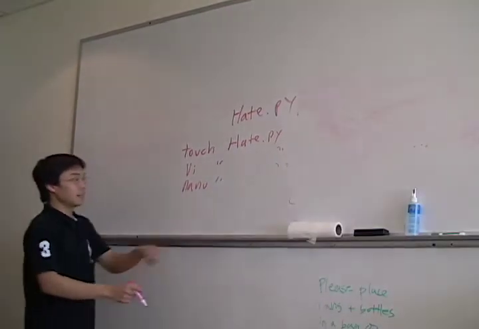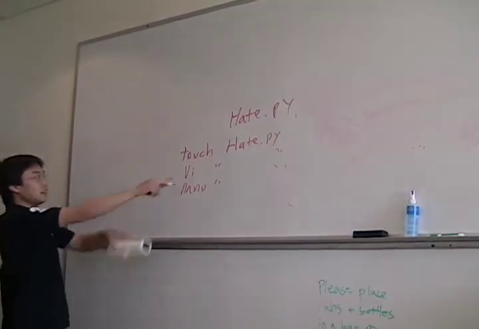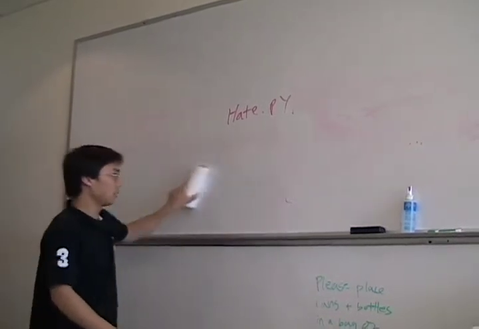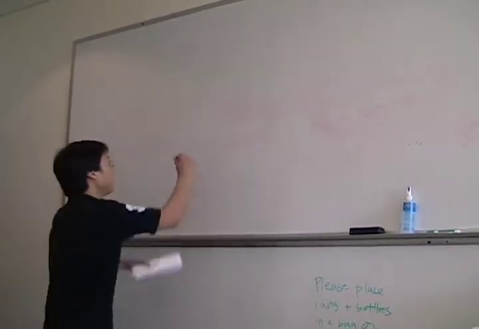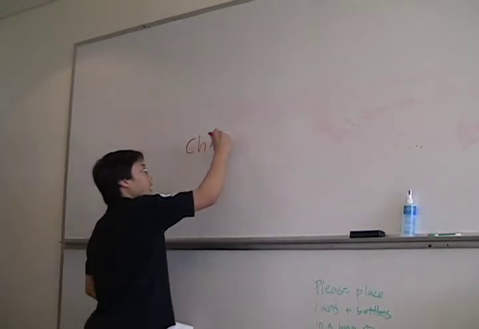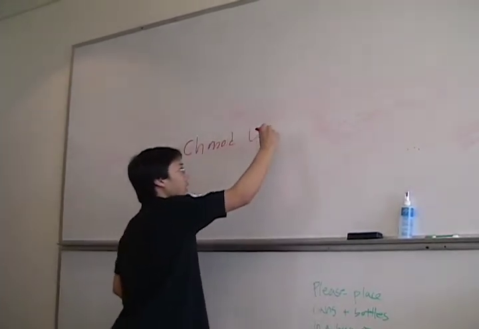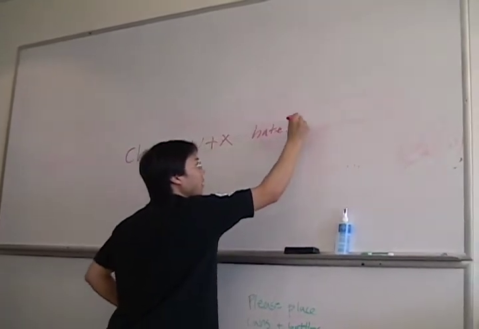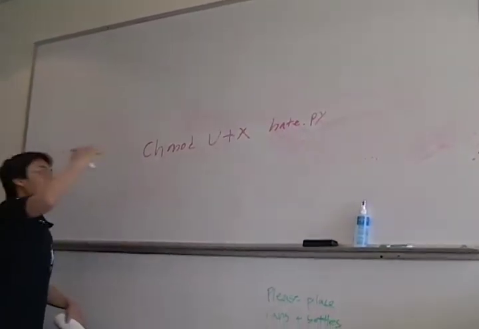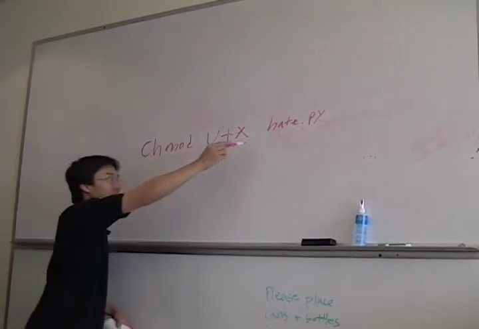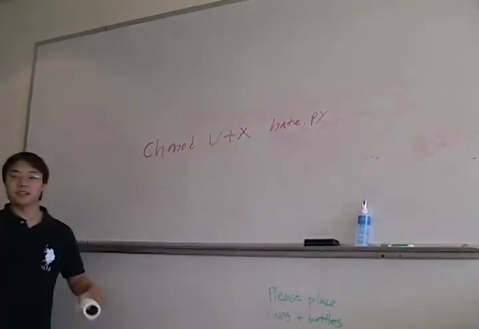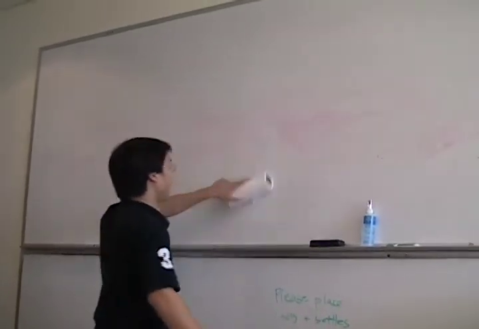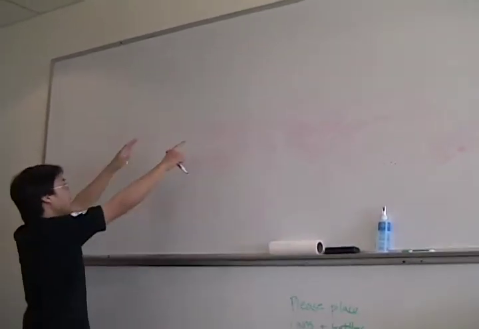Once you do that, you gotta make it executable, because right now it's just a text file. To make it executable, you do chmod u+x hate.python. So the user can execute hate.python.